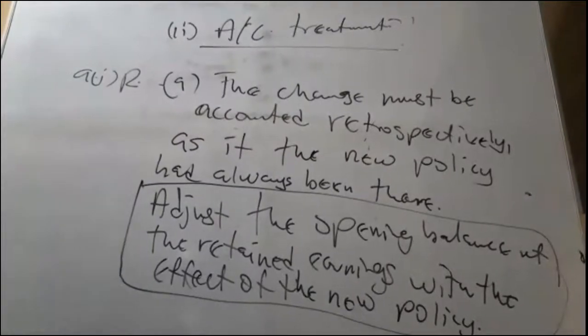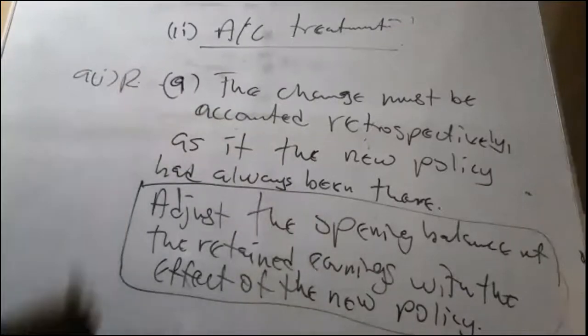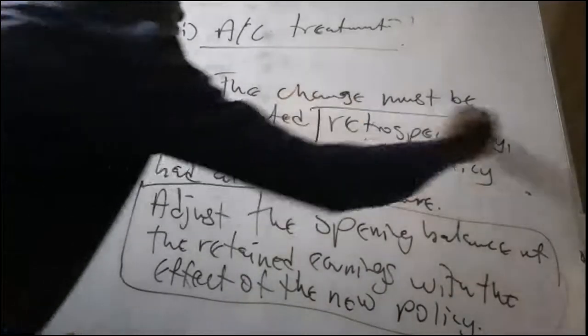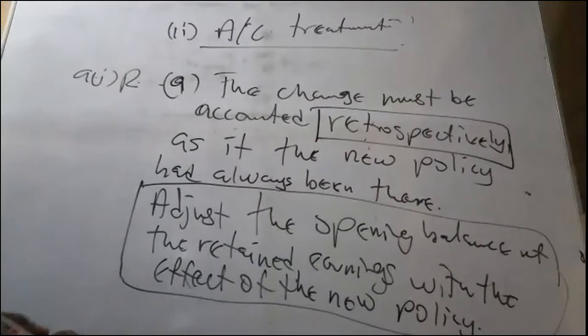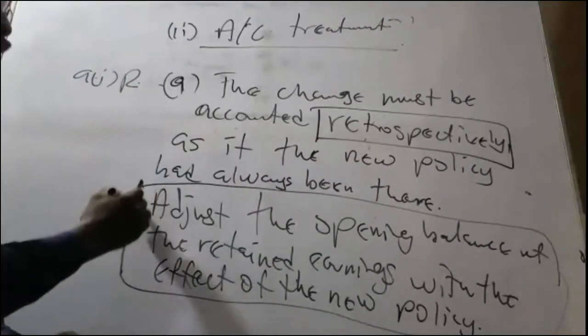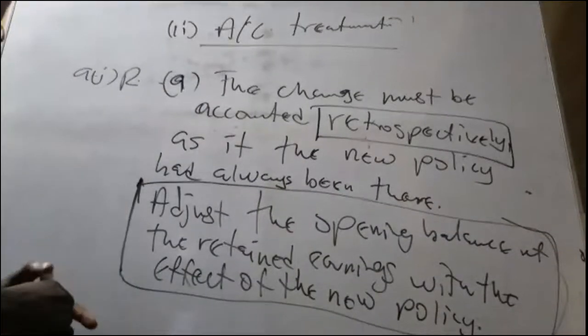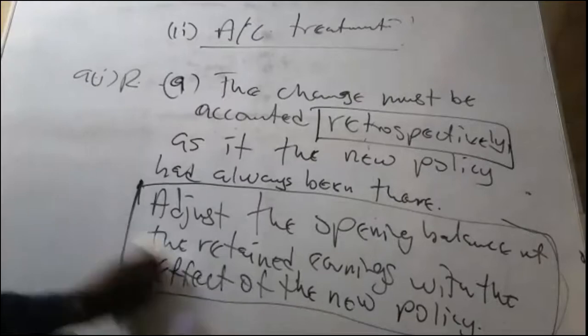Okay, so in summary, the first point: tell them that the change should be accounted for retrospectively, by adjusting the opening balance of the retained earnings. That's the first point for 1 mark. Then point number 2.